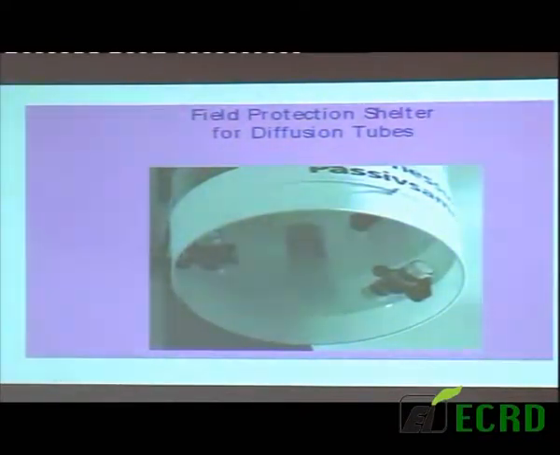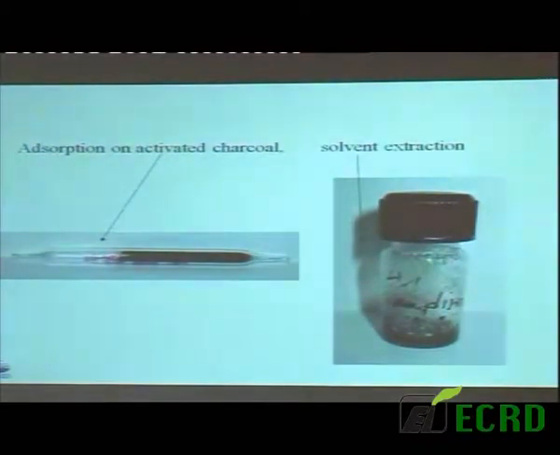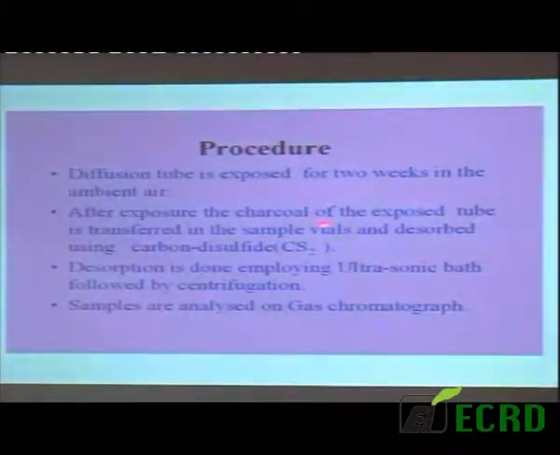Next, please. After a period of 2 weeks, you collect those samplers and bring them to the lab, break these glass tubes, take out the adsorbed material and put in CS2, carbon disulfide, 1 ml, a measured quantity. Then put it for some time in the ultrasonication bath and take it out, or you can just swirl and keep it for some time until the supernatant is clear, and then you can directly inject into the GC-FID. Next, please.